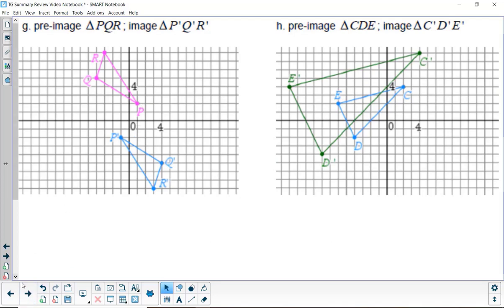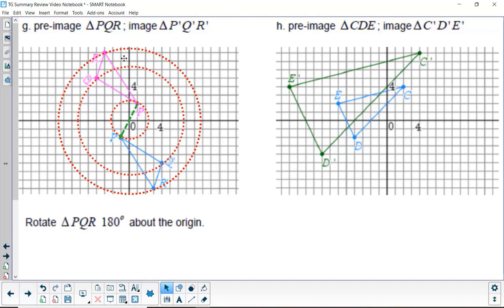Here, again, I drew in concentric circles. I connected P and P prime and saw it made a 180-degree angle. So this is a rotation, rotating triangle PQR 180 degrees about the origin. You could have also said negative 180 degrees about the origin.